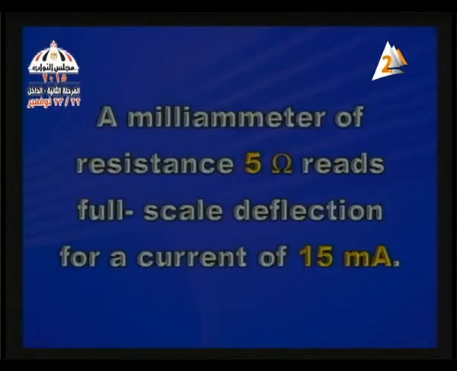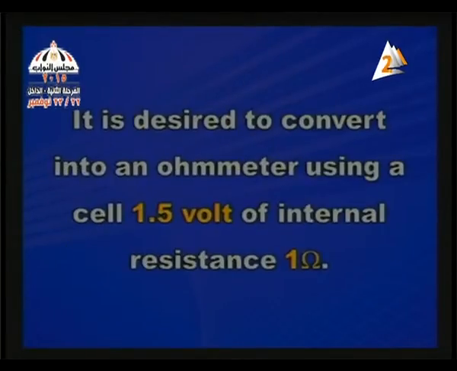And now let's solve some problems. A milliammeter, meaning a galvanometer, of resistance 5 ohm, reads full scale deflection for a current of 15 milliampere. So Rg is given to be equal to 5, and the full scale deflection of the milliammeter is Ig, which is 15 times 10 power negative 3 ampere. It is desired to convert it into an ohmmeter using a cell of 1.5 volt of internal resistance 1 ohm.